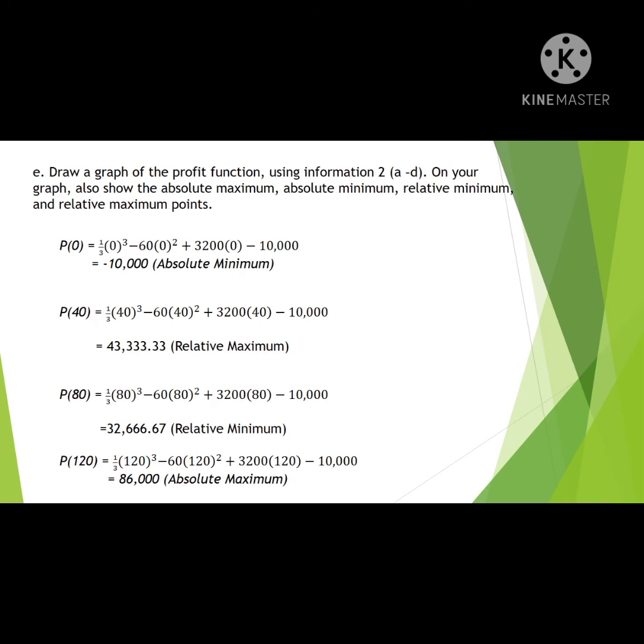For E, we have to draw a graph of the profit function using the information from the questions earlier in section 2 and show the absolute maximum, absolute minimum, relative minimum and relative maximum points. We have 4 points earlier, which are 0, 40, 80 and 120. So we will have to substitute all these values into the profit function and we'll get the y value. For 0, we get negative 10,000. For 40, we get 43,333.33. For 80, we get 32,666.67. For 120, we get 86,000.